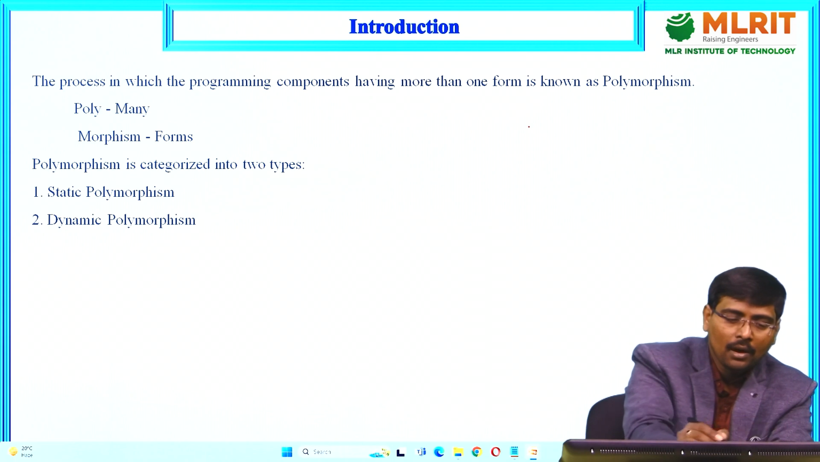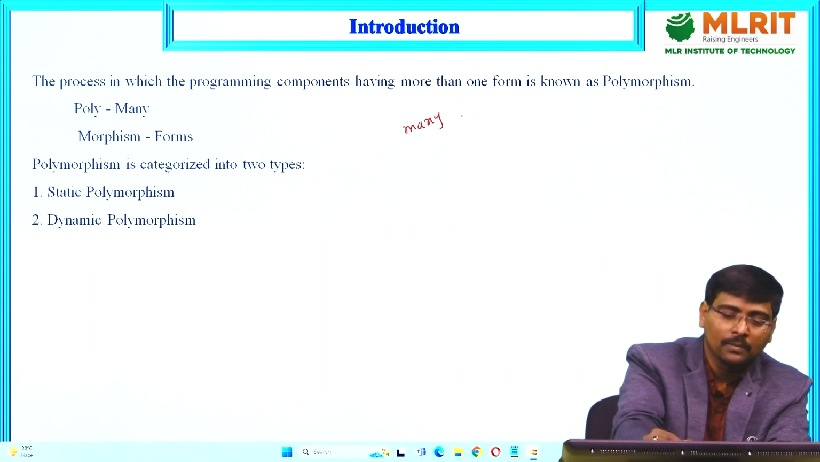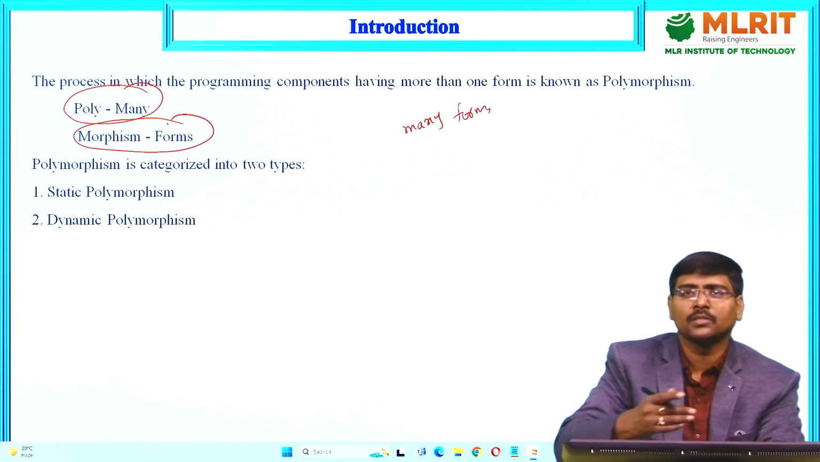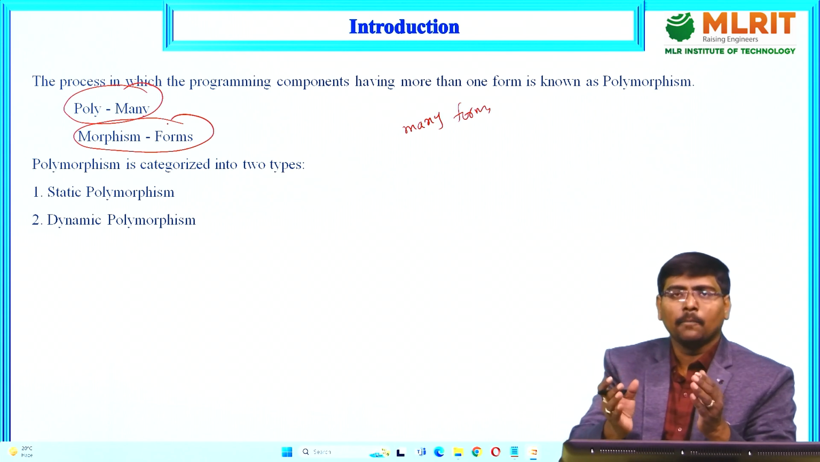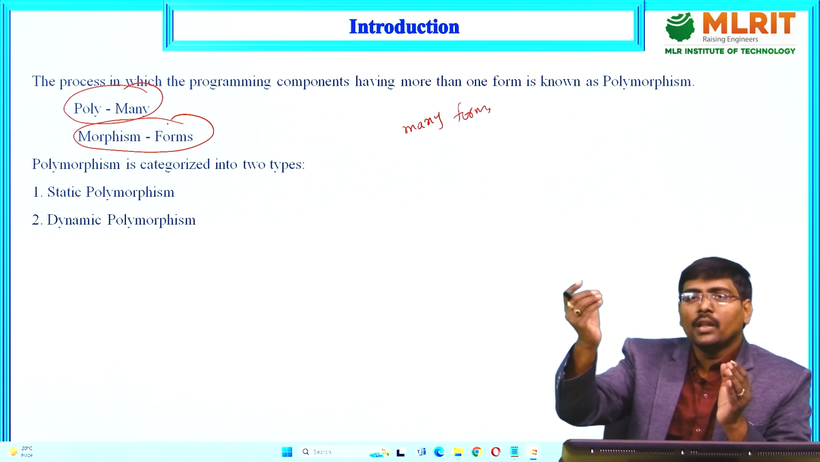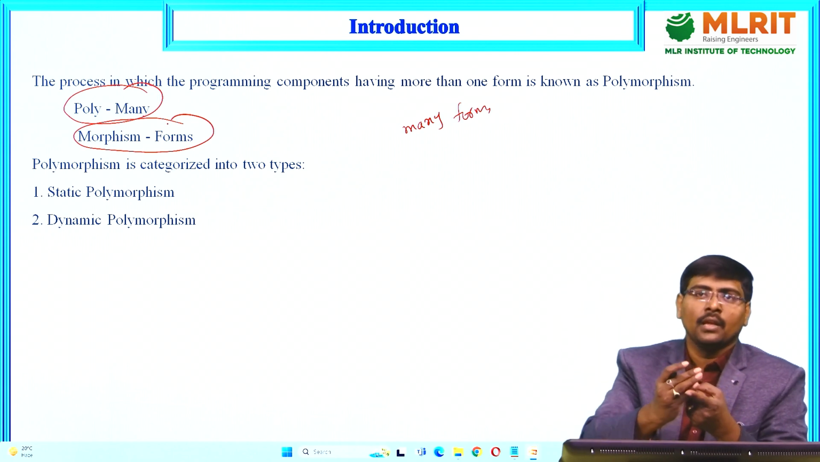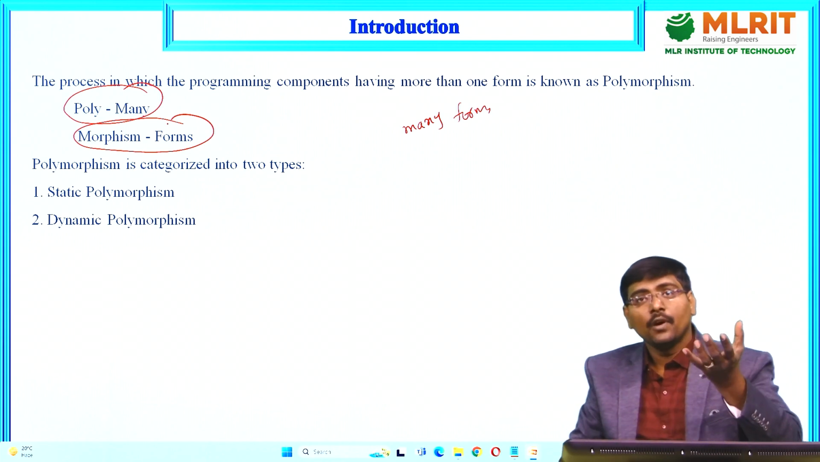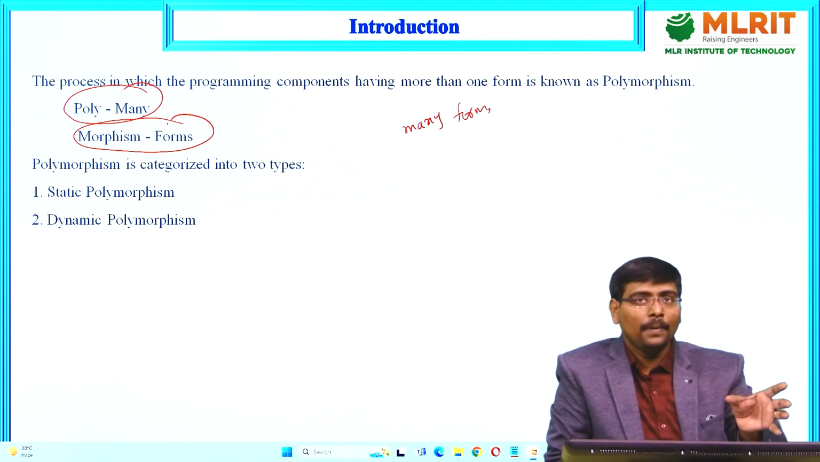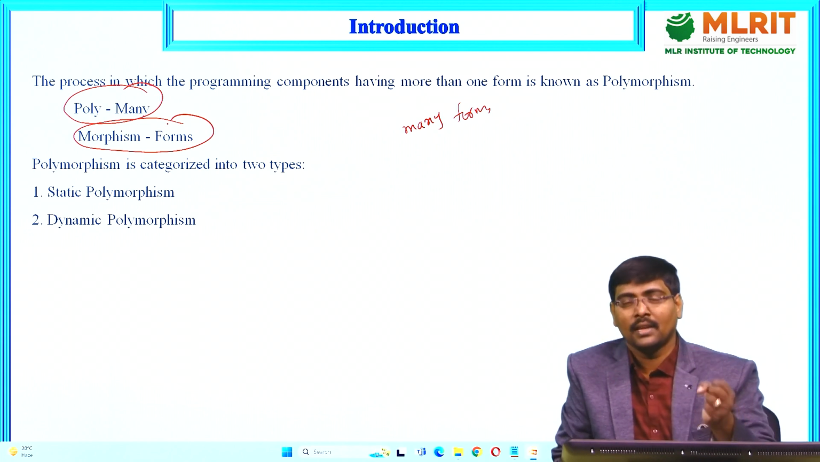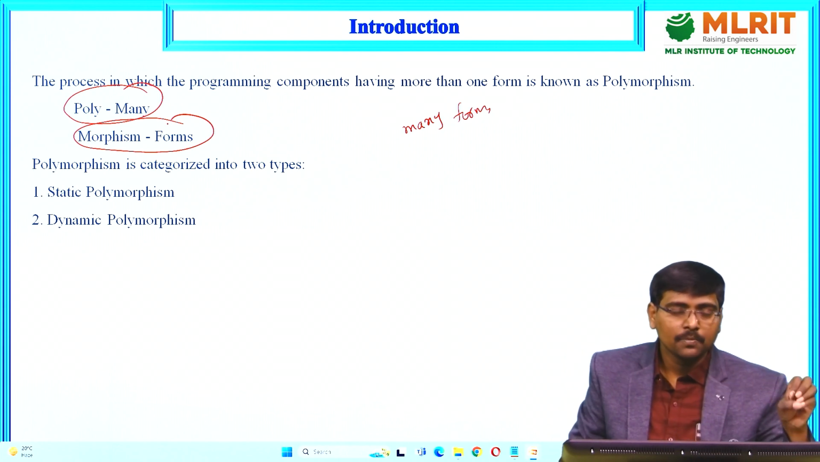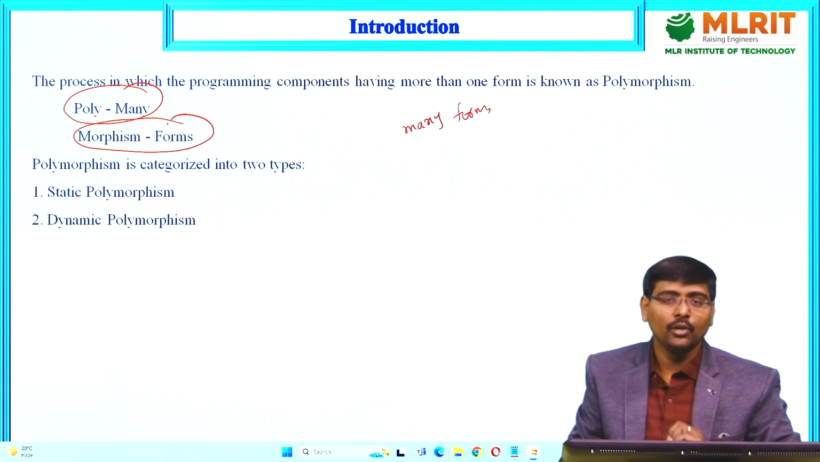So, polymorphism means many forms. Poly means many. Morphism means forms. What is meant by this? For example, consider me. Right now, I am acting as a lecturer. Whenever I go home, I act as a father, and as a child. If I am learning something, I act as a student. Depending upon the situation, one person behaves in a different fashion. That is polymorphism. Now, in Java, this polymorphism is categorized into two types.